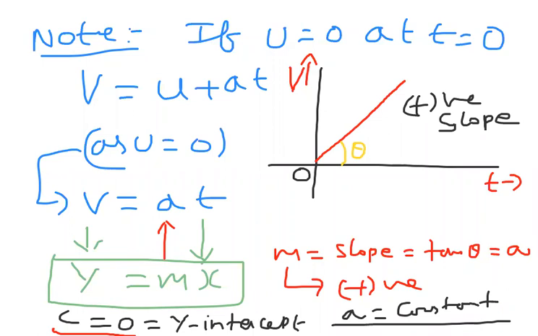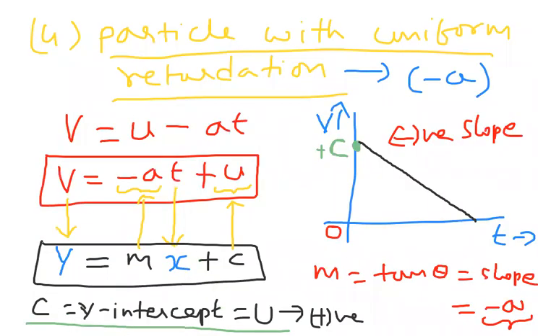Here, what we discussed: particle with uniform retardation. Retardation means deceleration. Deceleration means negative acceleration, so minus a. Generally we have v equal to u plus at, but here we get a minus sign. I just shuffled the terms: first I wrote minus at plus u here.